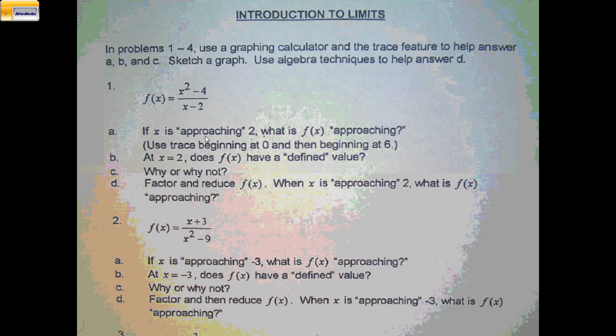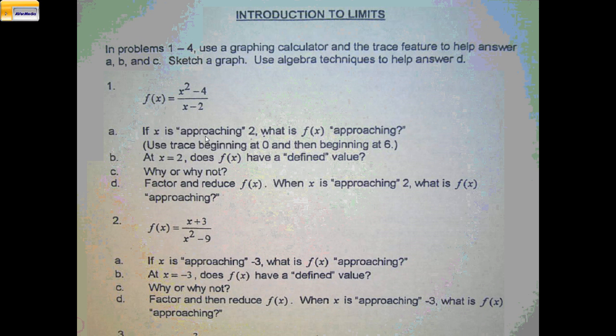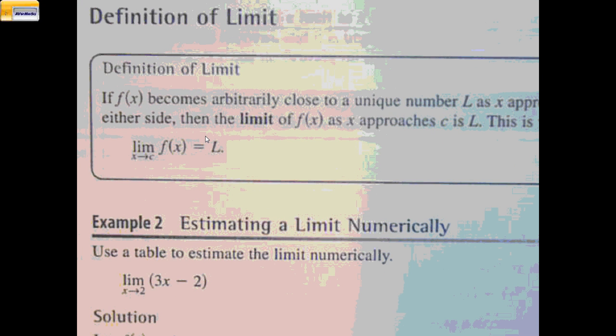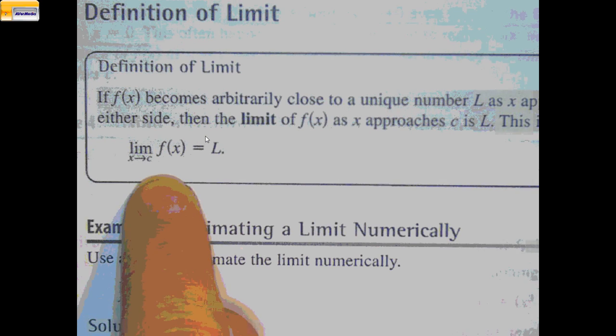Anyway, it says, if f of x, so y, becomes arbitrarily close to a unique number L as x approaches c from either side, then the limit of f of x as x approaches c is L. Sounds a little tricky, but you end up writing it like this little fella right here. You don't need to write anything down yet, you're just listening. This is kind of how we're going to write it.